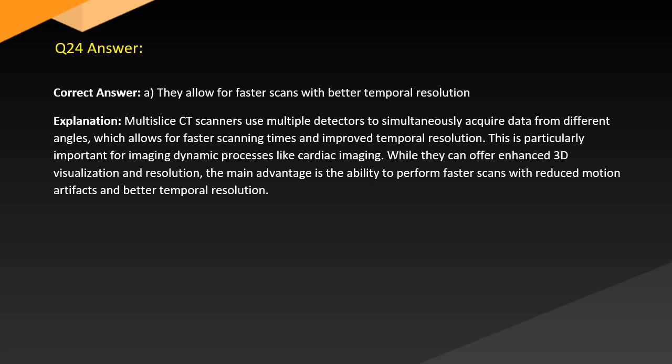Answer. Correct answer: A. They allow for faster scans with better temporal resolution. Explanation: Multi-slice CT scanners use multiple detectors to simultaneously acquire data from different angles, which allows for faster scanning times and improved temporal resolution. This is particularly important for imaging dynamic processes like cardiac imaging. While they can offer enhanced 3D visualization and resolution, the main advantage is the ability to perform faster scans with reduced motion artifacts and better temporal resolution.